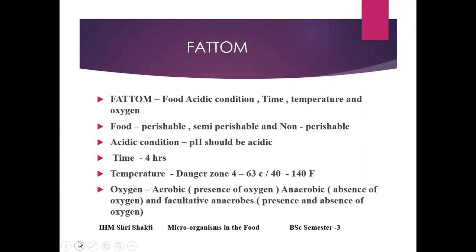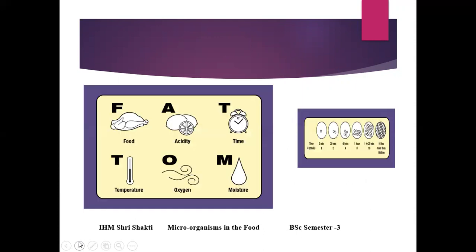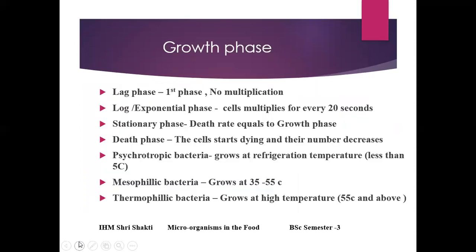So bacteria check what kind of food it is, check the acidic condition, the time it can multiply, the temperature at which it can multiply, and check for oxygen and moisture. So this is said to be the factors: food, acidity, time, temperature, oxygen, and moisture. Coming to the next, the growth phase. After the bacteria enters, what is the next step? It leads to 4 phases.